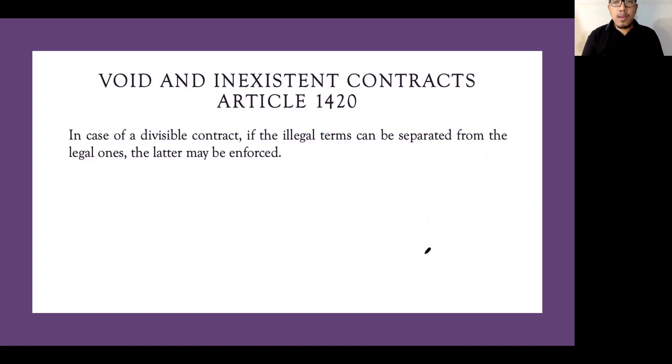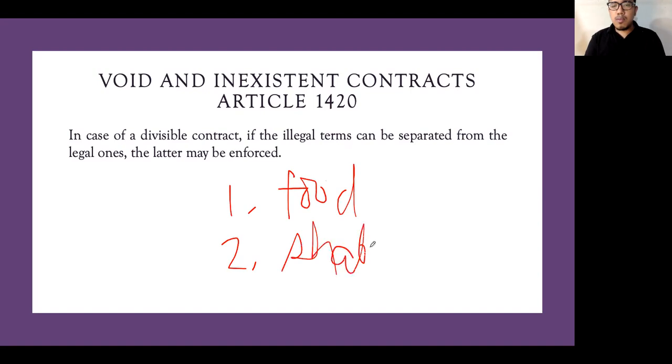Kapag indivisible ang contract, alam niyo na yung indivisible contract. No? May mga portion na pwede mong illegal, yung iba hindi. Kunyari, may portion. Una, to deliver food. Yung pangalawa, to deliver shabu. For a consideration of 1 million, you deliver food and shabu.